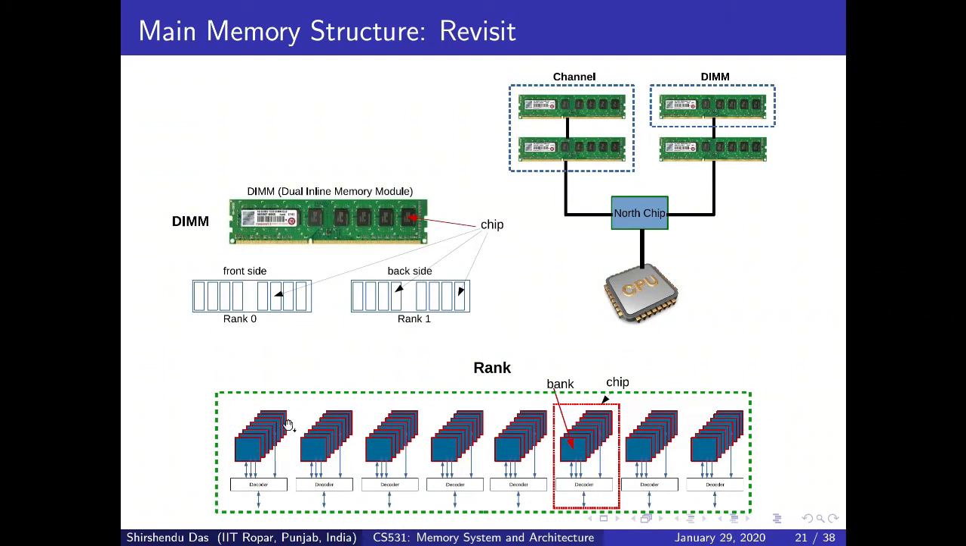All these things I already explained. I hope it is clear to you. This is the first picture. As I said, this is exactly how main memory or the RAMs are placed in the motherboard of a computer. The DIMM looks like this, and in each DIMM there are two sides, front side and back side. Both sides are called a rank. The front side is called rank 0, the back side is called rank 1. Each rank has multiple chips like this, and each chip has multiple banks like this.